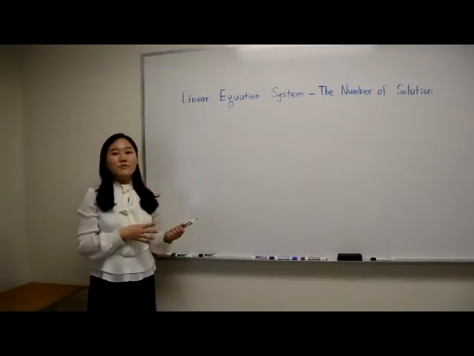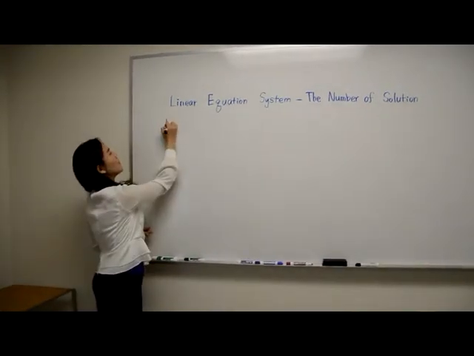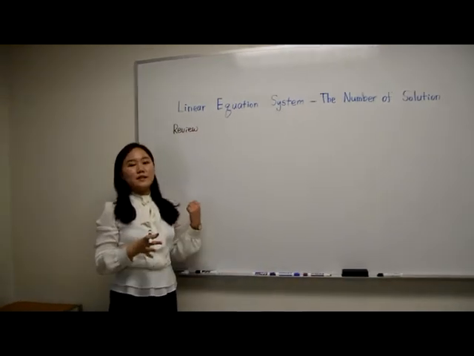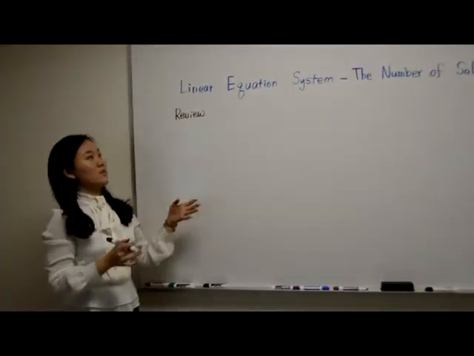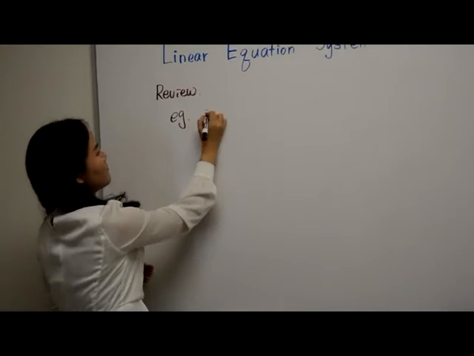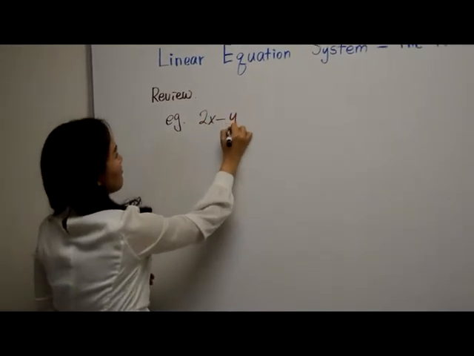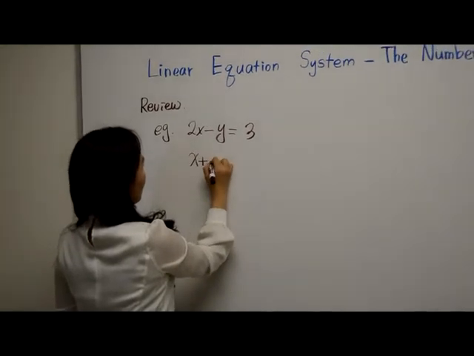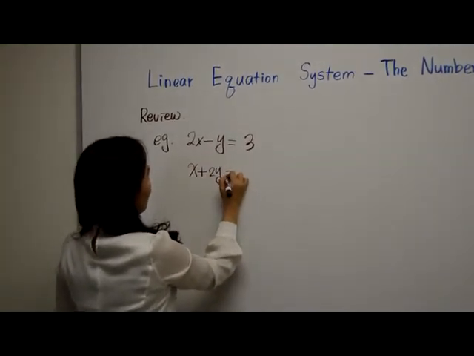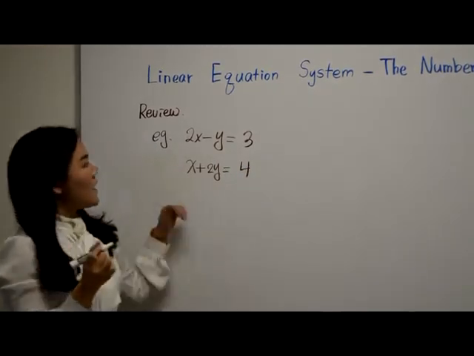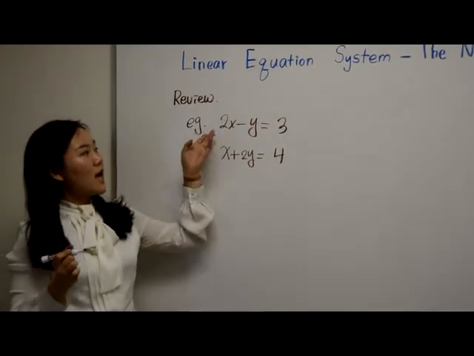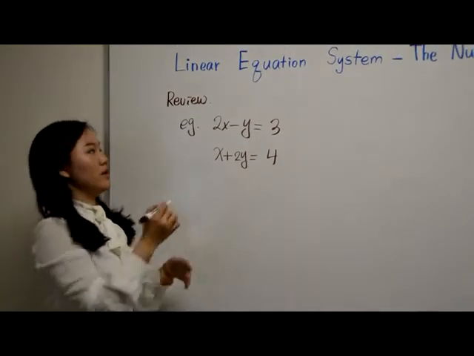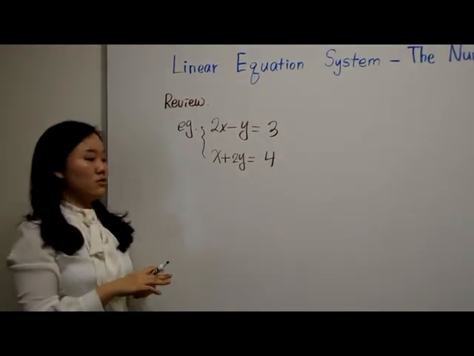Okay, let's start reviewing the last lesson. In our last lesson, we learned about solving linear equation system. For example, suppose I have 2x minus y equals 3 and x plus 2y equals 4. How do I get the solution?